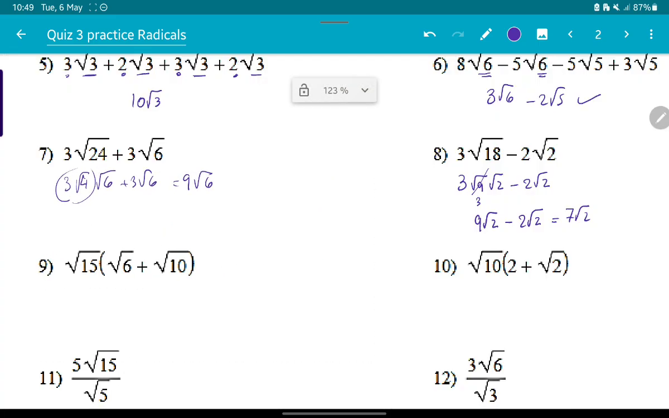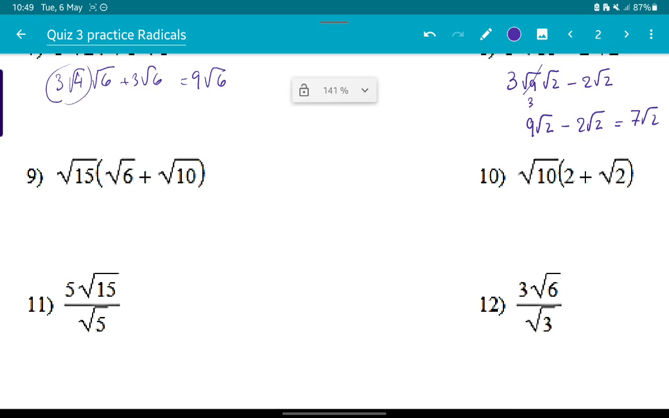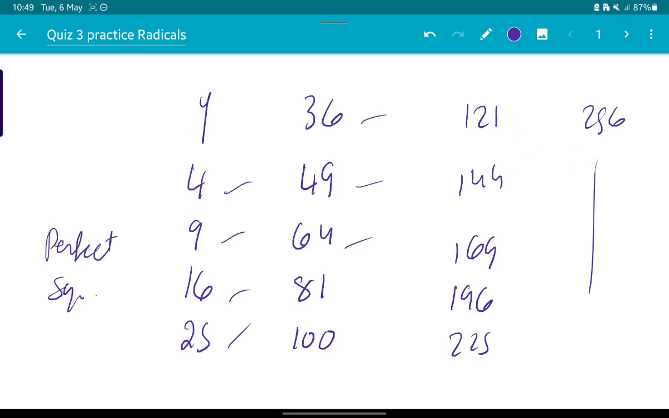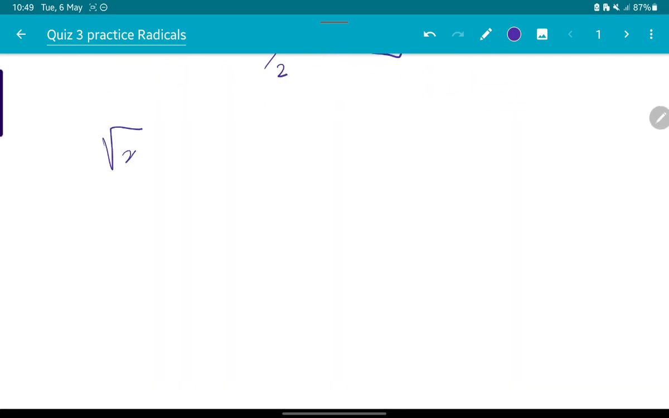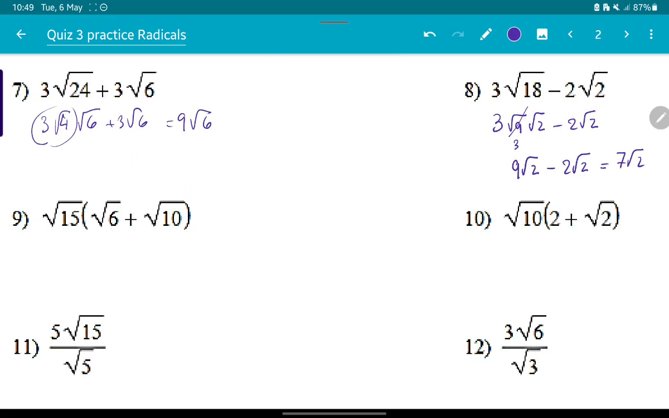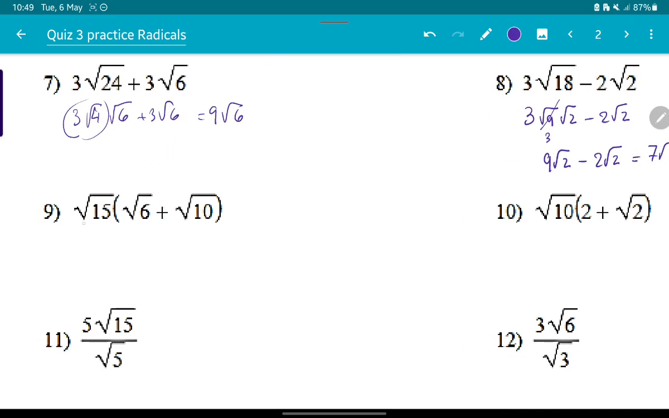Okay, when it comes to multiplication, we have two options, multiplying or dividing. Before we start, you need to know that if we are multiplying root x times root x, the answer will be x. Root 5 times root 5, the answer will be 5, because it's the square root of 25. So here we can divide that 15 to be root 3 root 5, and the root 6 would be root 3 times root 2. This would be root 2 times root 5.